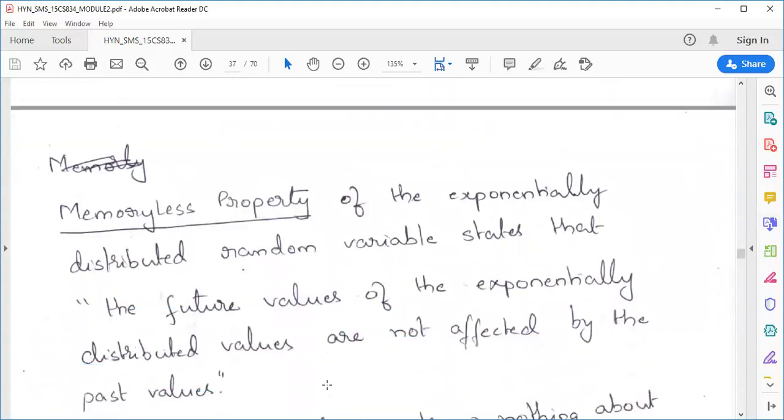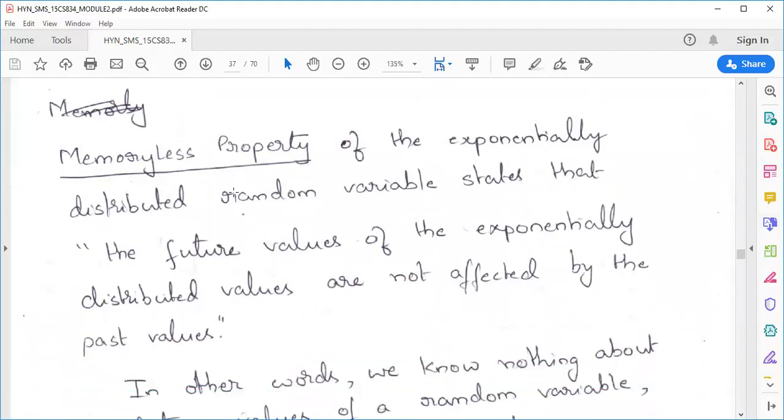Next, we have one property of exponential distribution, which is called the memoryless property, right? So what does memoryless property mean? The future values of the exponentially distributed variable are not affected by the past values. That is what we mean by memoryless. Memoryless means we are not keeping track of the past values, so the past values will not be able to affect our future values. That is why it is called memoryless. You are not thinking about your past, right?